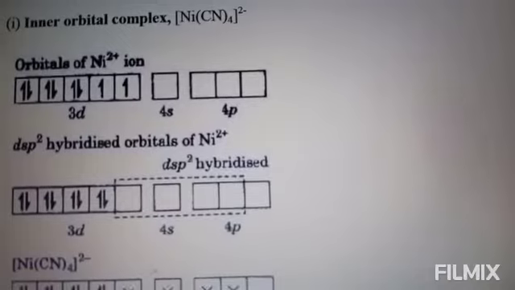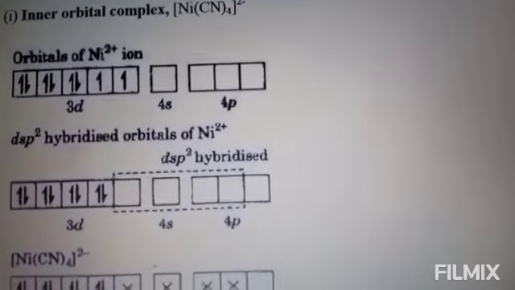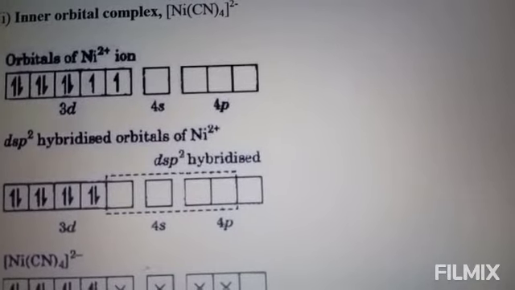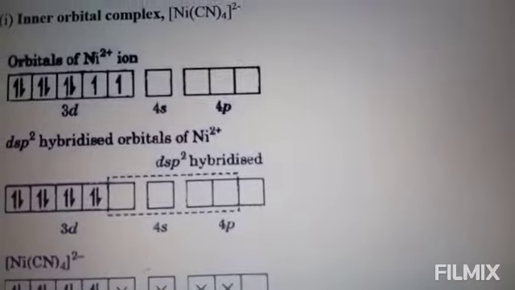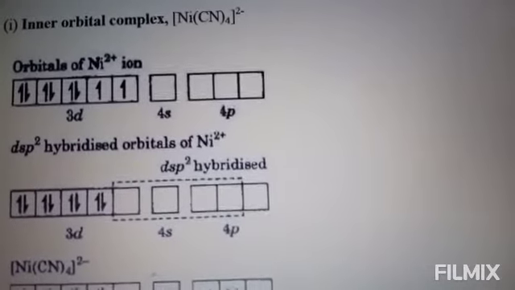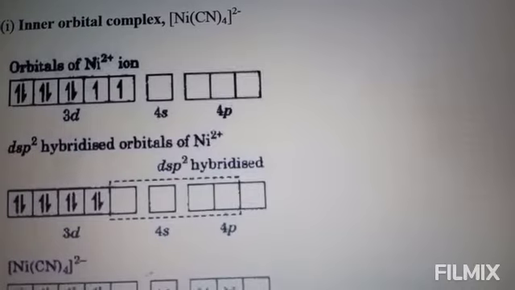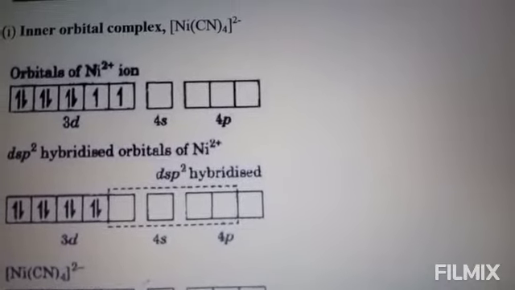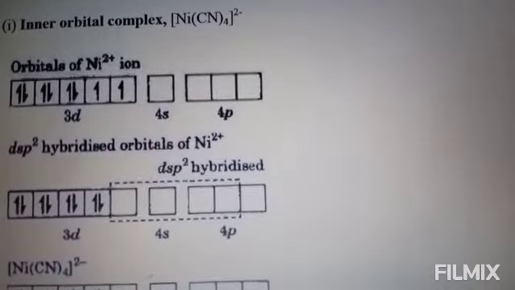From 4p you get 3 orbitals, and from 4s you get 1 orbital. So altogether you have 4 orbitals. Clear? But it is an inner orbital complex, which means that you need to use inner d orbitals. Inner d orbital means (n-1)d orbitals. Here n is 4, 4 minus 1 is what? 3. So you need to use 1 d orbital in the hybridization.